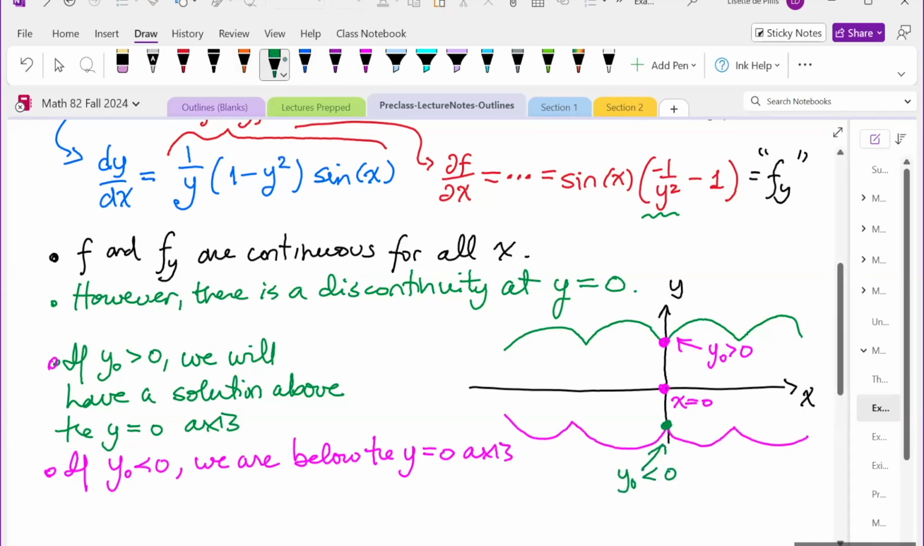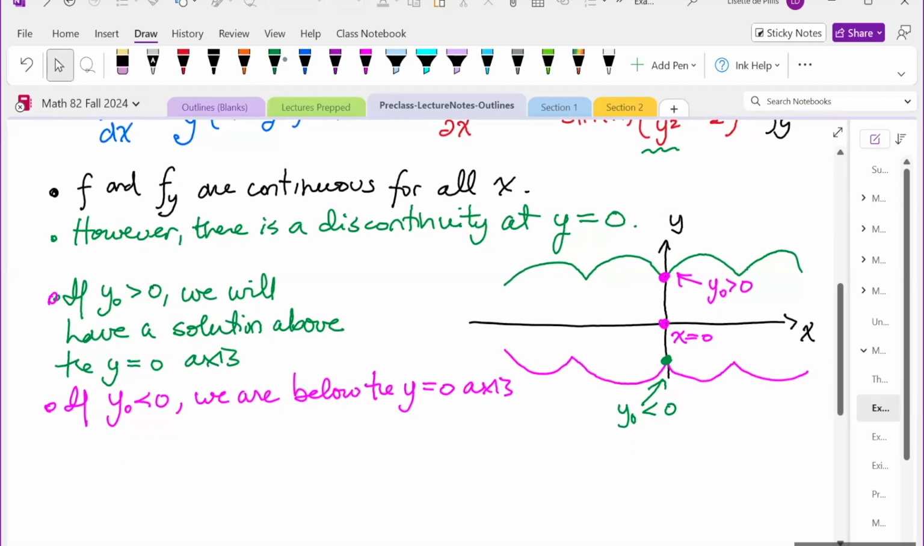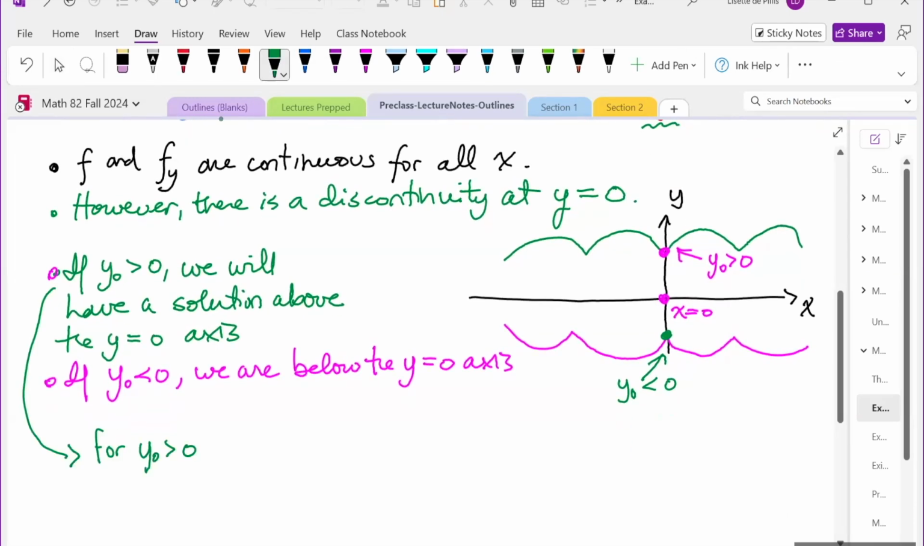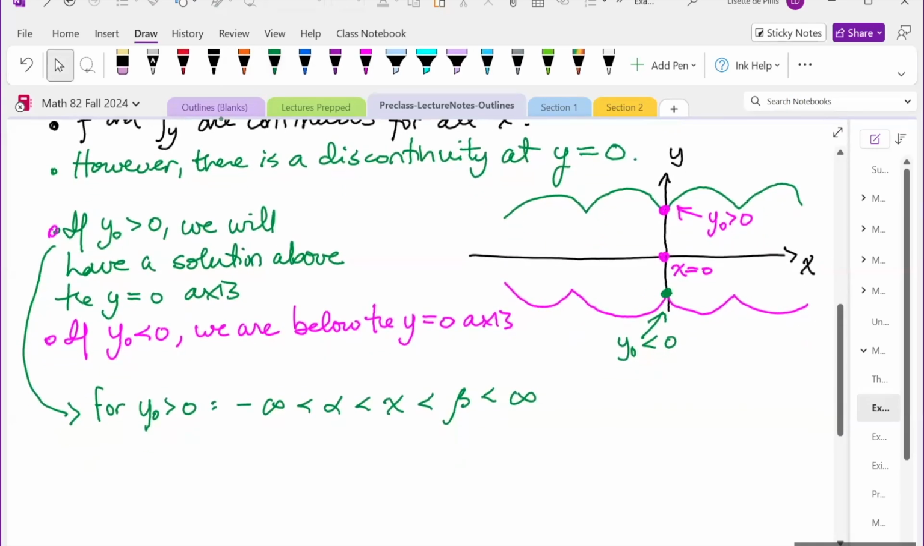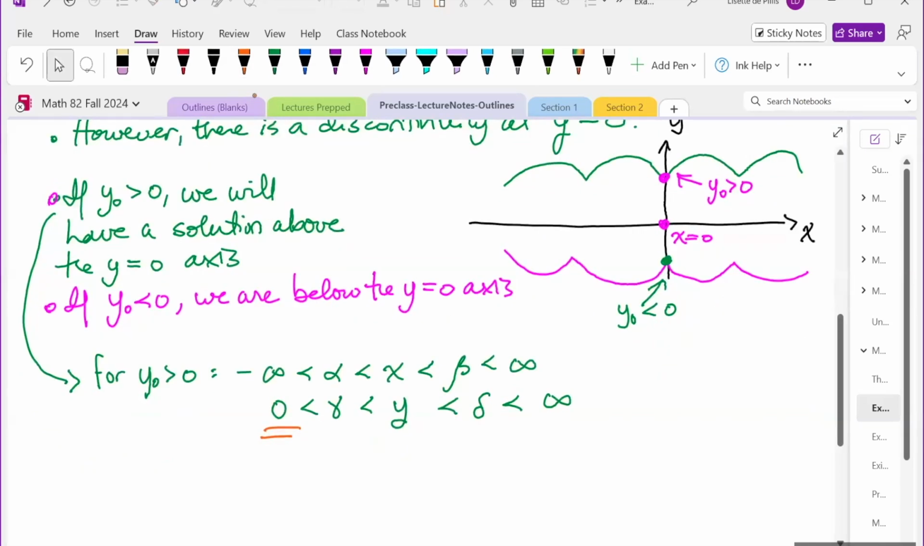So where are our domains of existence for y naught positive? We can say that our x can roam anywhere it wants between minus infinity and infinity. However, y must stay strictly above the value 0. Analogously, if our initial condition y naught is negative, then our solution y of x can exist only between 0 and negative infinity, but for all values of x.